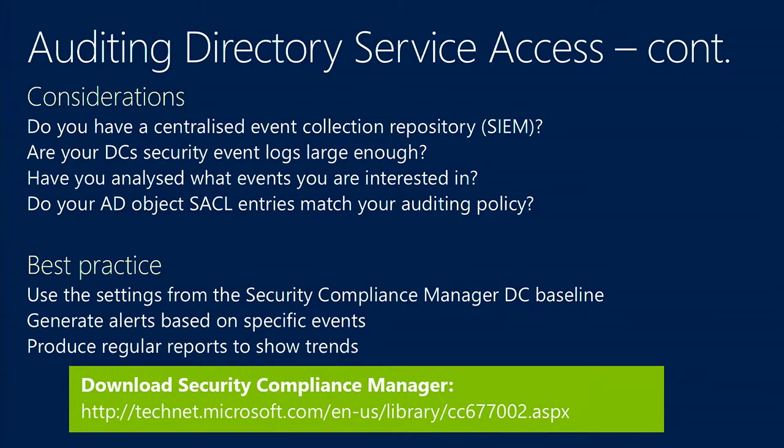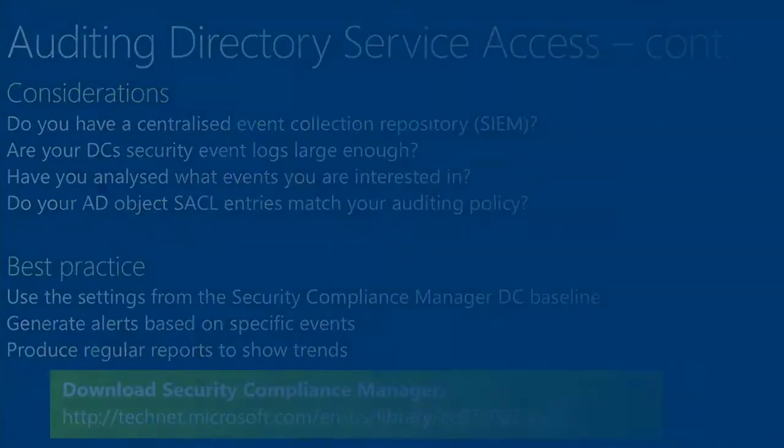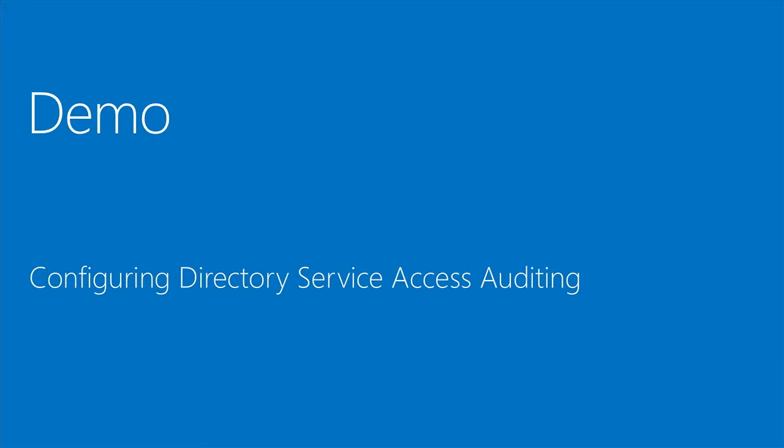Also, if you've got monitoring in place, you might want to consider alerting on specific events. For example, changes to privilege groups like domain admins and schema admins and so on. You also might want to produce regular reports that show trends. So for example, the number of OUs created in the last 30 days. And if you see an enormous spike in one of the values, then that maybe is an indicator of a problem. Okay, so got the demo coming up.